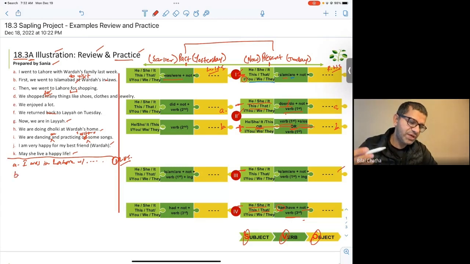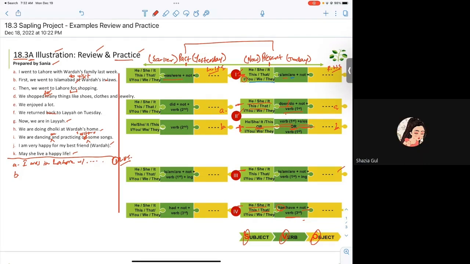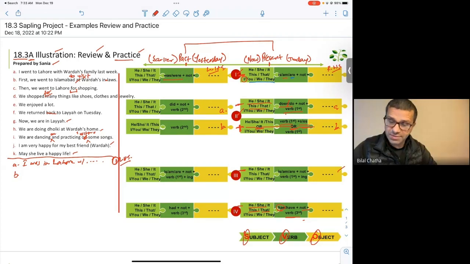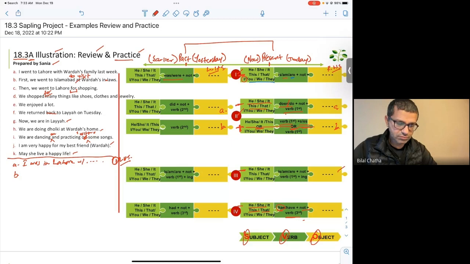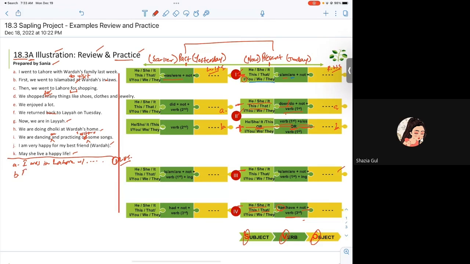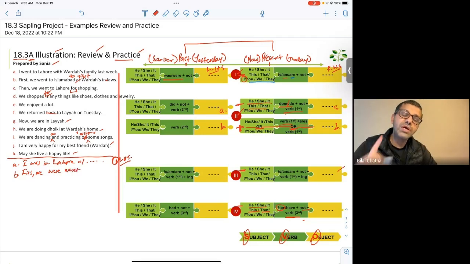Sentence B: First, we went to Islamabad to visit Varda's in-law. How would you say that? Shazia, you did a good job at A. You can use the same approach here. How will you say sentence B? Sir, let me think. In sentence A, you said I was. With we, what will be used? We were. So finish the sentence. We were went to Islamabad to visit. Okay, hold on. We were went.